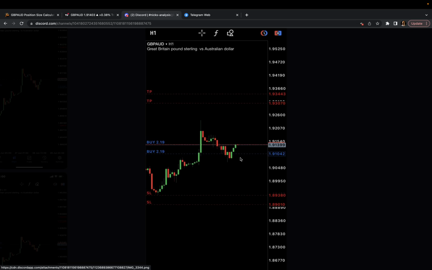So let me just protect the first position. All I'm doing here is I'm just dragging the stop loss to break even for the first trade. And then I'll screenshot it here and show you.